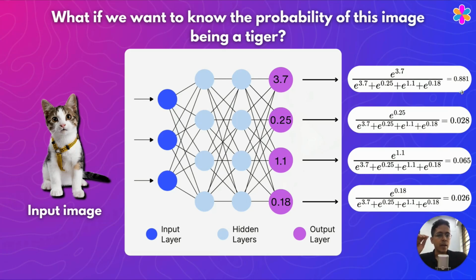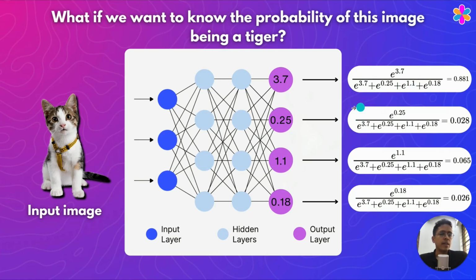So let's now plug in the numbers and write the full equation. So for class 1, the softmax would be e raised to 3.7 divided by e raised to 3.7 plus e raised to 0.25 plus e raised to 1.1 plus e raised to 0.18.